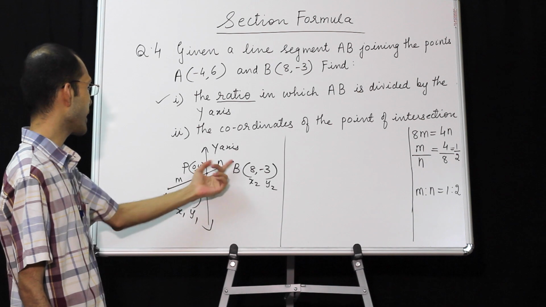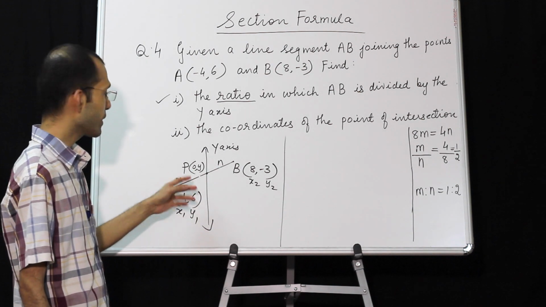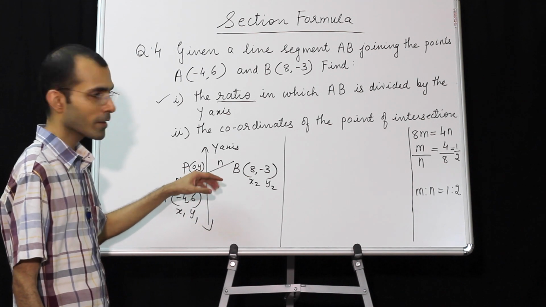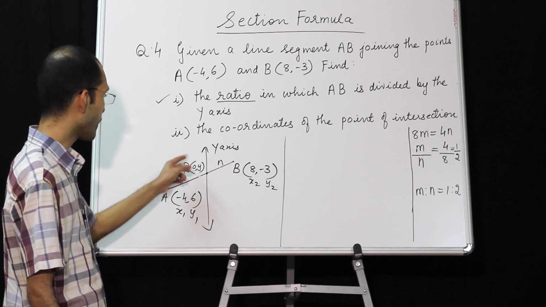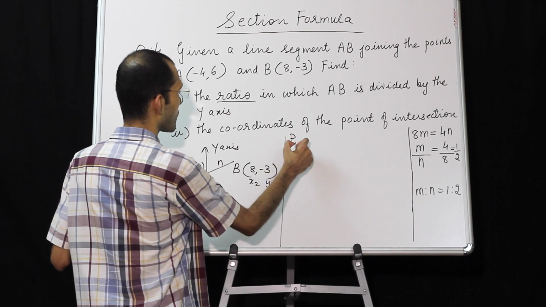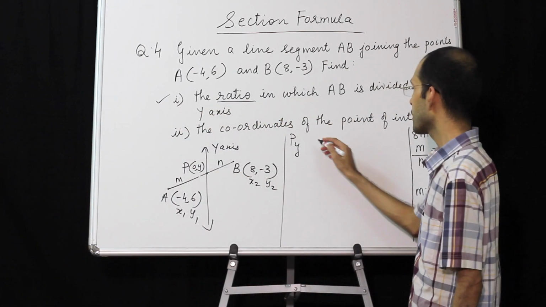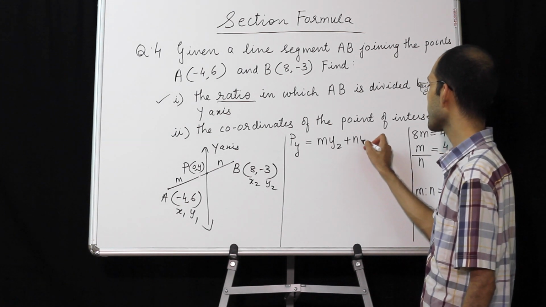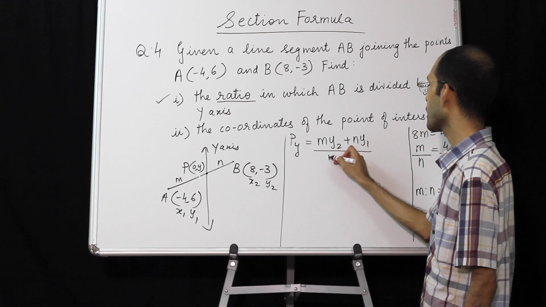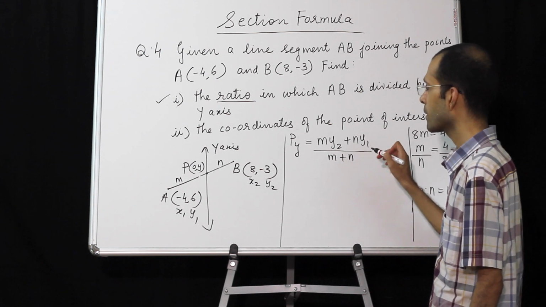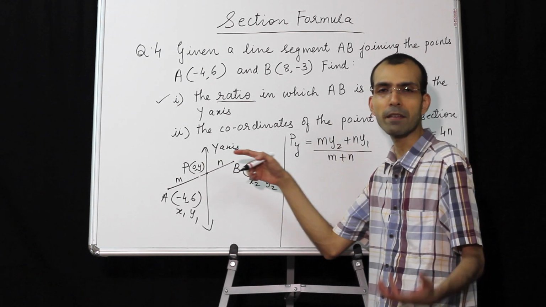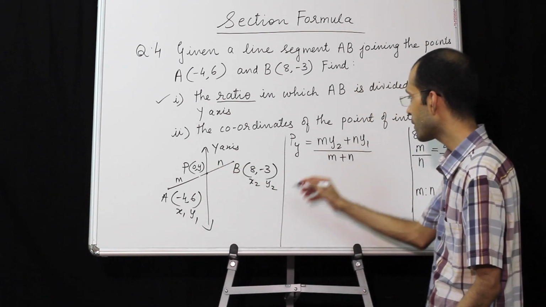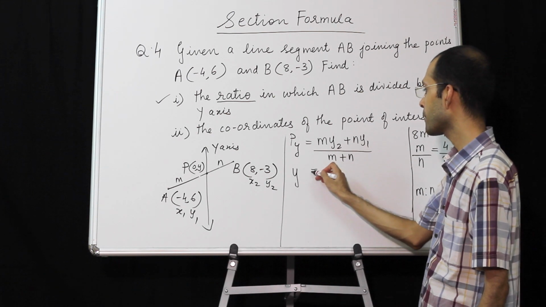So y-axis and AB, they meet at point P. So that is already 0, y. But then this y coordinate is not known. So first we found the ratio. Now we will find the y coordinate. So Py will be (my2 plus ny1) upon (m plus n). What is Py? Y coordinate of point P. What is it in this case? y. So below Py you write y.